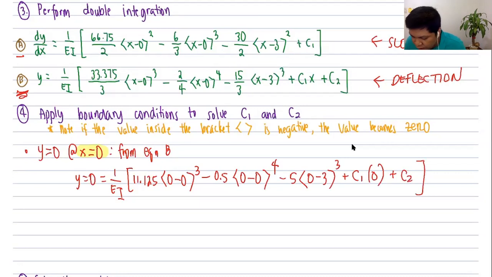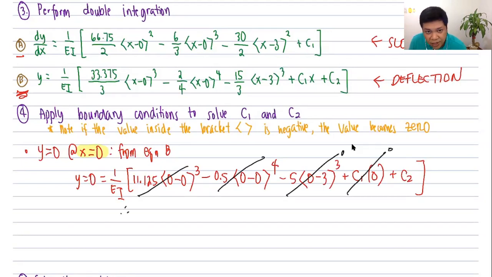Therefore, in this case, 0 minus 0, cancel. 0 minus 0, cancel. 0 minus 3, that's negative, so inside the bracket is negative, that's automatically equal to 0. C1 times 0 is also equal to 0.